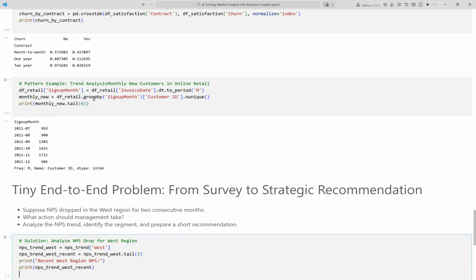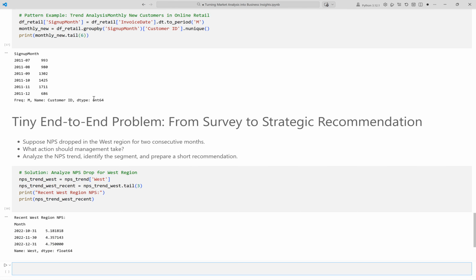Running the cell now. This output shows the recent NPS scores for the West region over the last 3 months, revealing a small drop in November followed by a slight uptick in December. Noticing this trend helps focus the analysis on the cause of the dip in November and informs whether the decline is persistent or improving. This supports the lesson's goal of identifying and understanding regional NPS changes to guide management actions. If a real drop is seen, recommend specific service or product improvements.